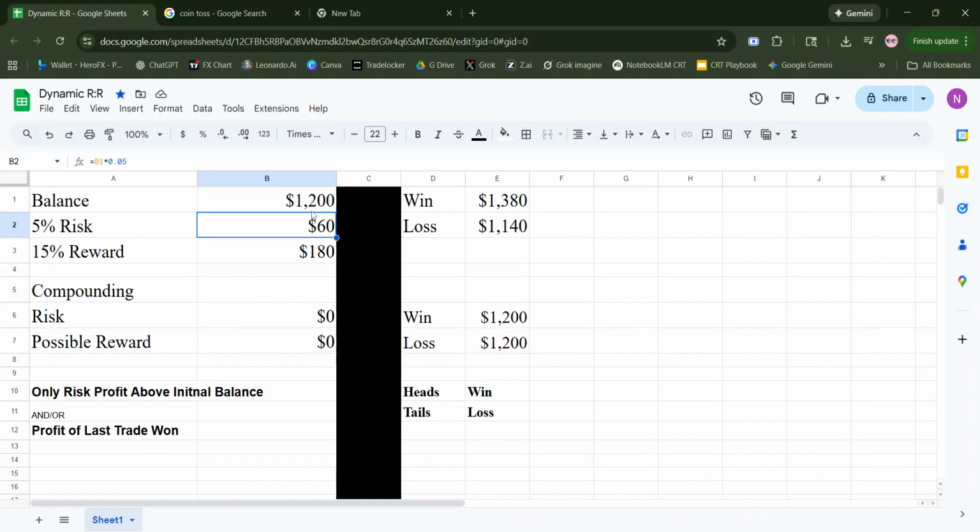And we've got a little winning streak going here. So we managed to get another win. So our new balance is going to be 1,380. And our profit was 180.